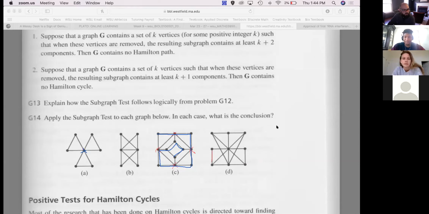Okay, but this feels pretty good. So up to this point, what you've found is a lot of ways to say you definitely don't have a Hamiltonian cycle.